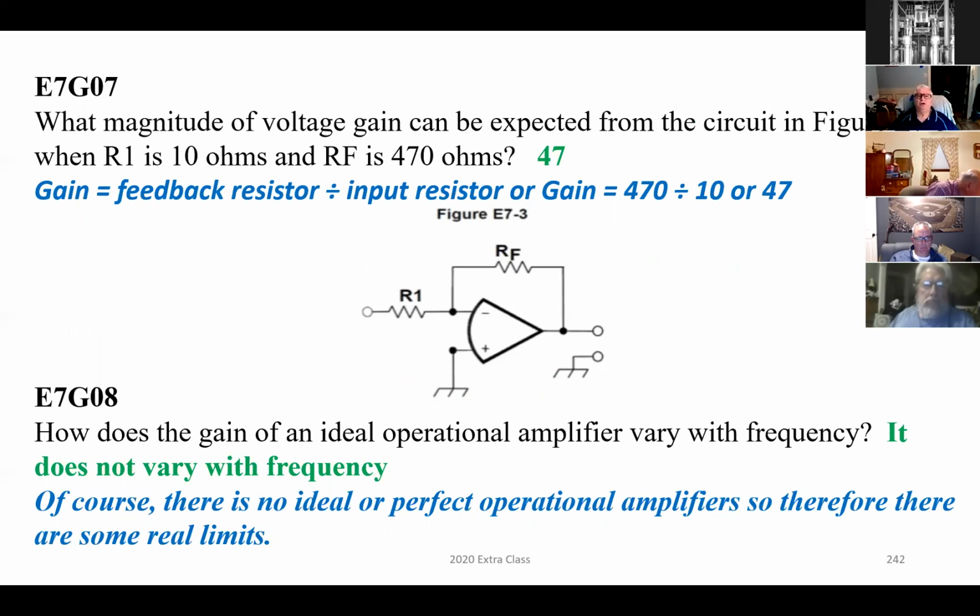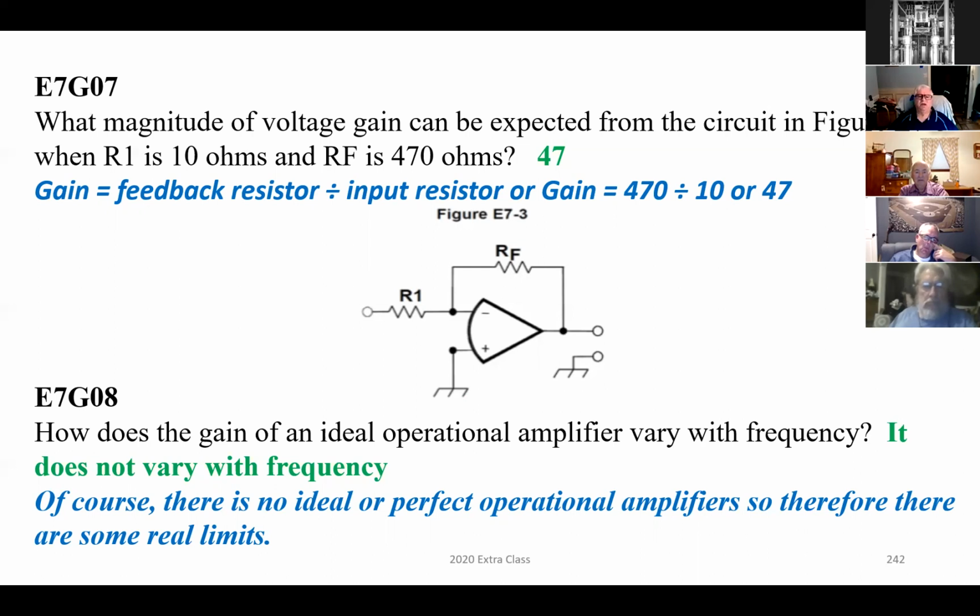Okay, what magnitude of the voltage gain can be expected from the circuit in figure E7-3 when R1 is 10 ohms, RF is 470 ohms? That would be 47. Gain is equal to feedback resistor divided by input resistor, or gain is equal to 470 divided by 10, or 47. And here's a little drawing showing the circuit.